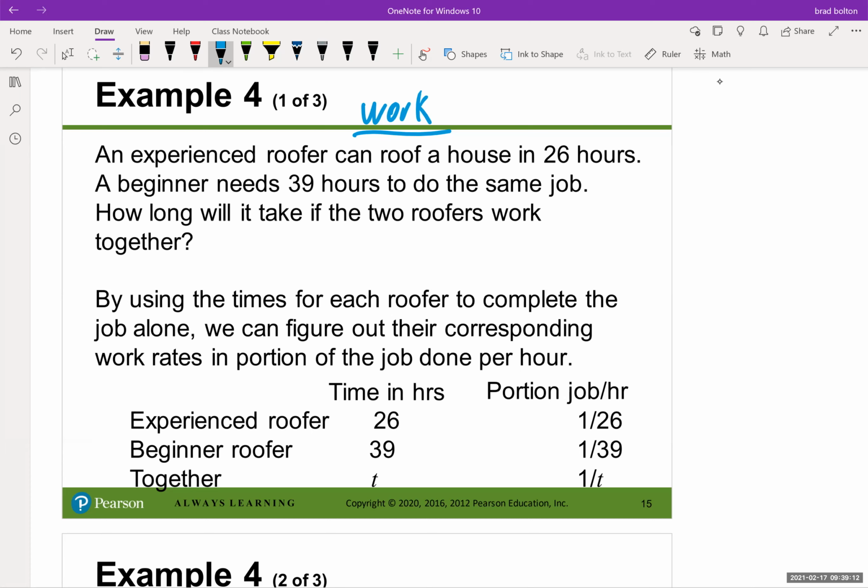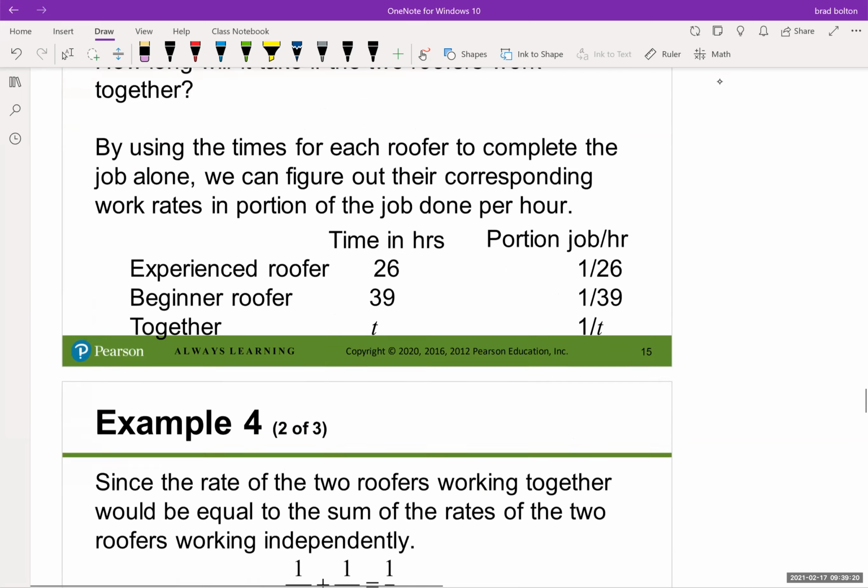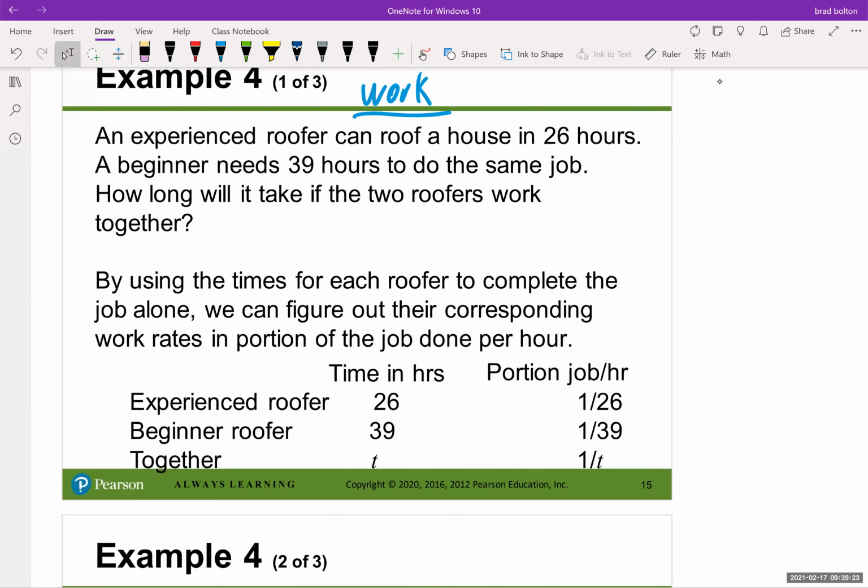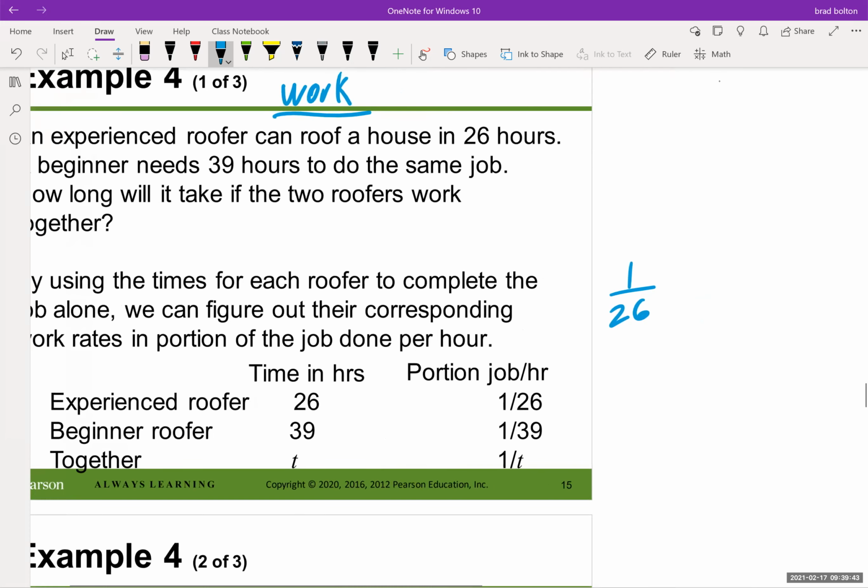So this is what I like to do. I like to always do it in terms of one, just because one is easy to work with. That's also what your book likes to do as well. So we're going to say the experienced roofer in 1 hour will have 1/26th of the job done, right? Because if it takes him 26 hours and he works for 1 hour, he has 1/26th of the job done. Just like if he had worked for 13 hours, he would have 1/2 of the job done. Now, the beginner roofer can do it in 39 hours, so after 1 hour, he will have 1/39th of the job done.